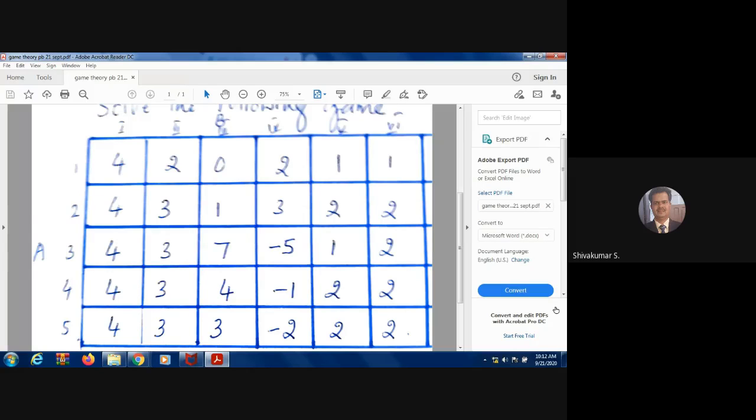Take the problem now. A, B. First row: 4, 2, 0, 2, 1, 1. Second row: 4, 3, 1, 3, 2, 2. Third row: 4, 3, 7, minus 5, 1, 2. Fourth row: 4, 3, 4, minus 1, 2, 2. Fifth row: 4, 3, 3, minus 2, 2, 2. These are the values.